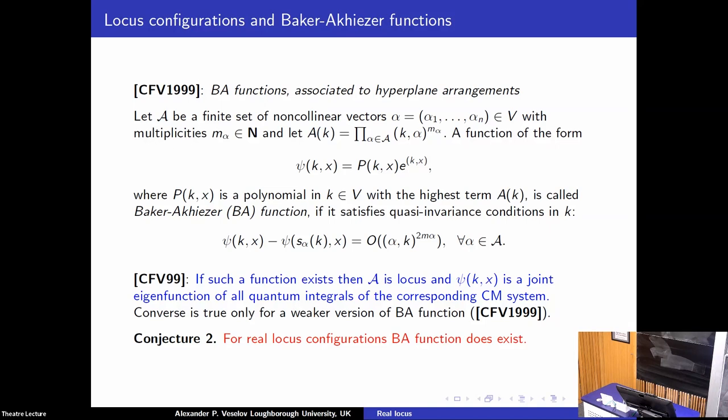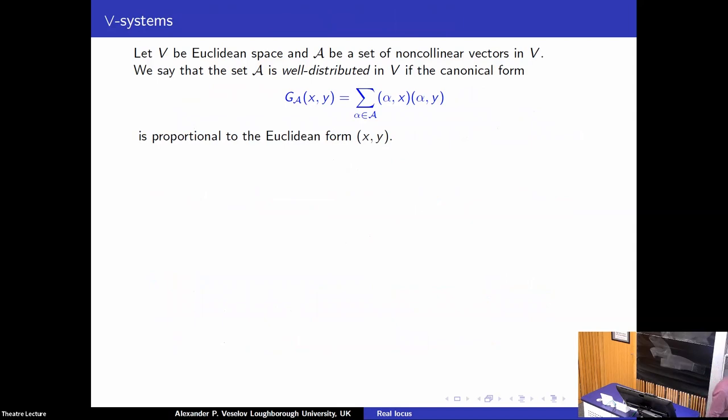But that's a conjecture. So you can have a formula for the joint eigenfunction, not only an explicit formula for quantum integrals, but also for the eigenfunction, right? You solve this integrable system completely, which is a kind of important thing. Now, let me talk about check system.